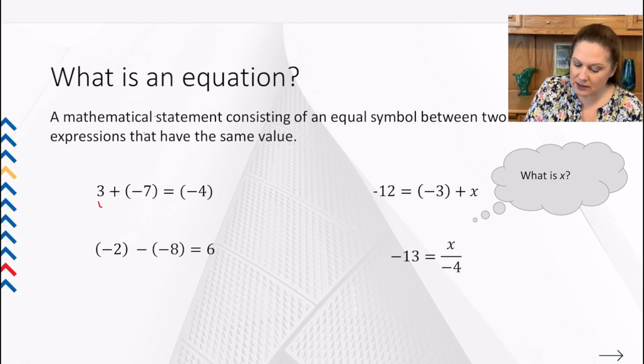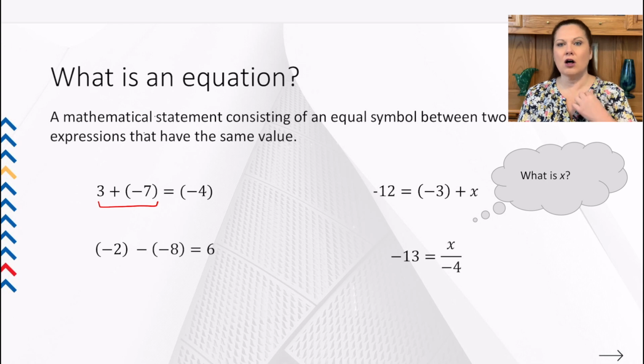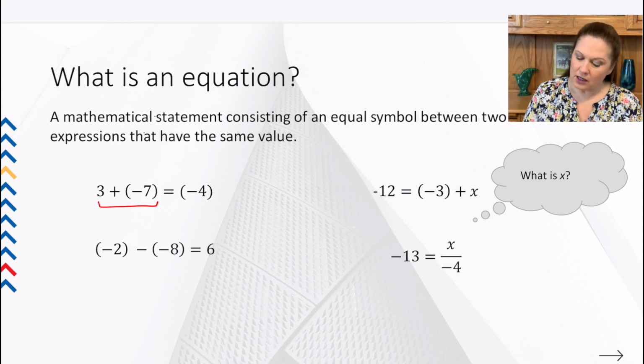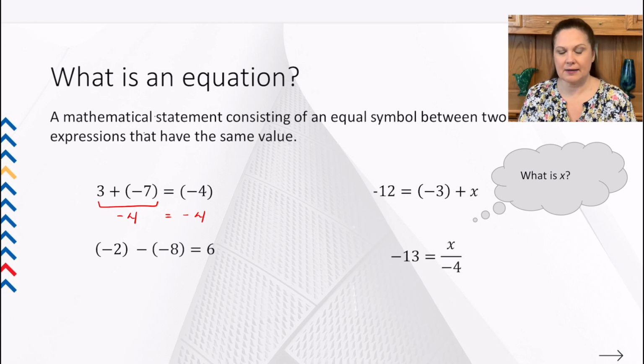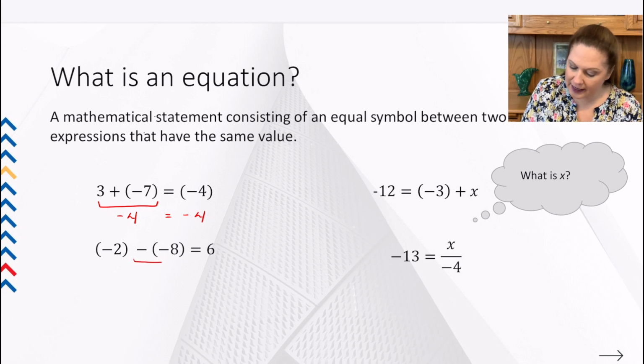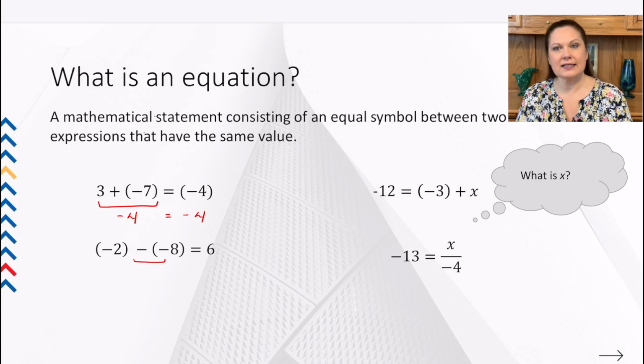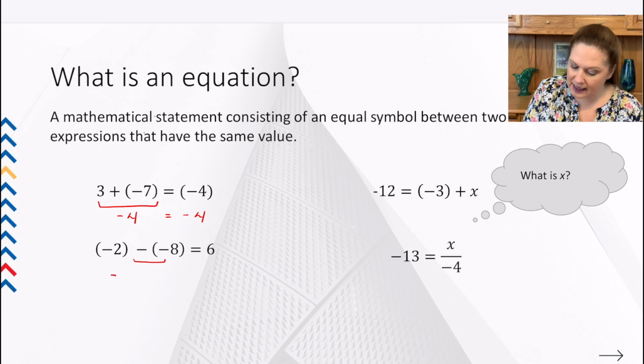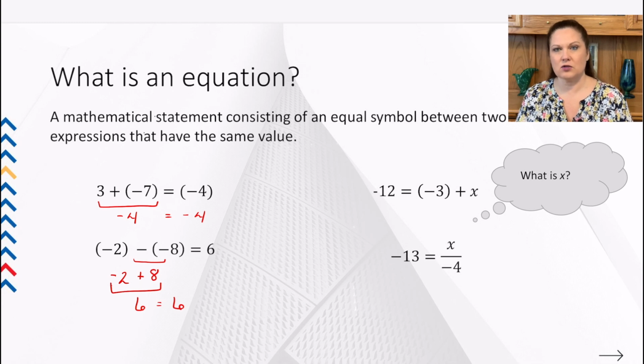If we solve or simplify the side of the equation that we can work, we notice that both sides of the equations are equal. So 3 plus negative 7 is negative 4, and negative 4 is equal to negative 4, so we call that a true statement. And notice we have minus a negative. Remember from our last conversation that is the same as saying plus a positive number. And negative 2 plus 8 is going to be 6. So 6 does equal 6, so that is also true.